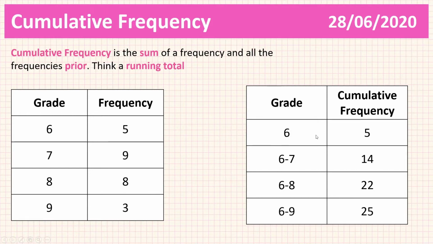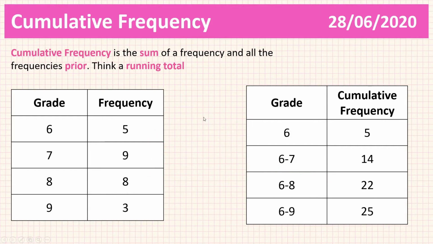So if you have a look, grade 6 stays the same, it's just 5. To find our grade 6 to 7, we need to look at all the grade 6s and all the grade 7s and add them together. So sum them up, find the running total. We've got 5 and 9, that gives me 14. The next one, grade 6 to 8. Well, we're going to look at grades 6, 7, and 8, and that means I do 5, add 9, add 8, or I can just do 14, add 8, which will give me 22.